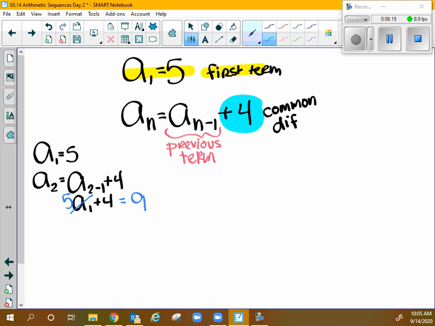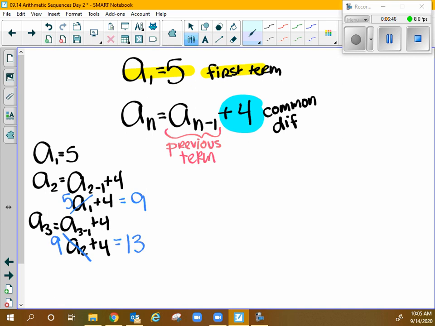When I go to find my third term, I've got 3 minus 1. What's 3 minus 1? 2. Do I know what a of 2 is? Yes, it's 9. You just found it. So that means that I'm going to replace this with 9. And 9 plus 4 is 13.